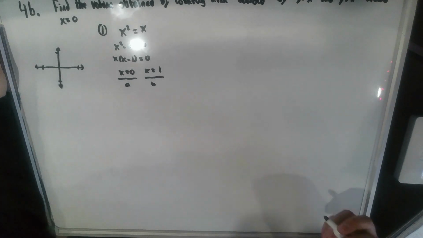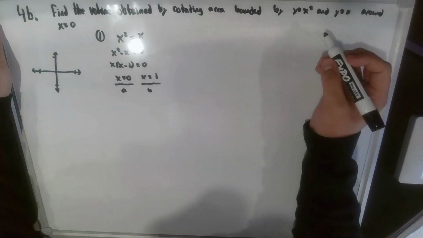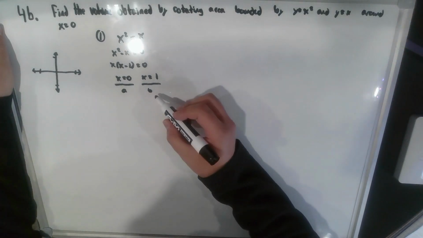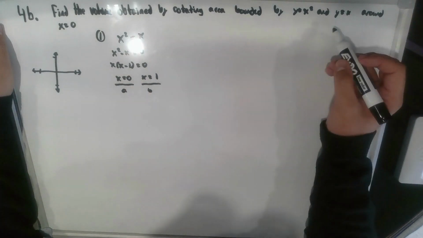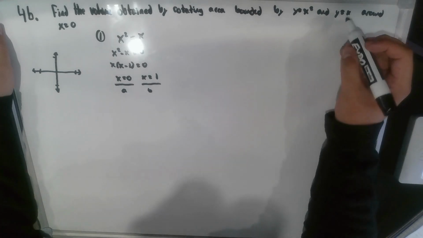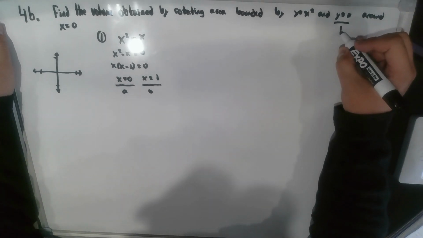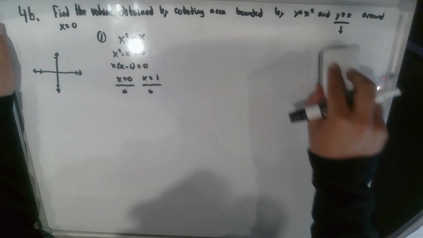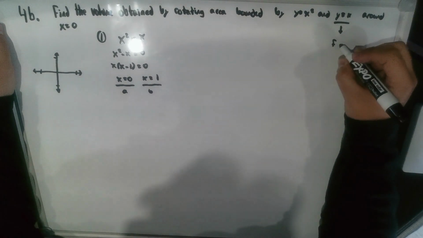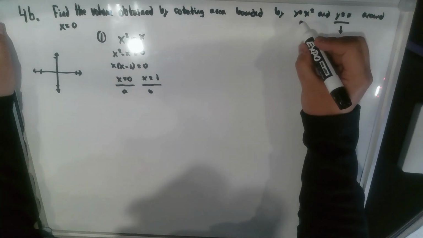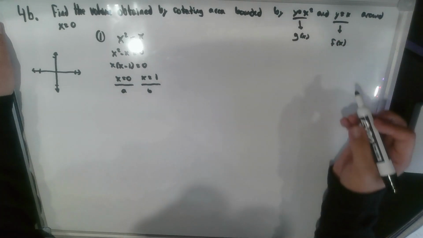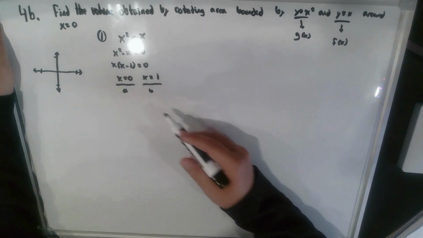And so the bigger function within this boundary is going to be y equals x. So this one is going to be f of x. This one's going to be g of x because it's smaller within the boundaries of A and B.